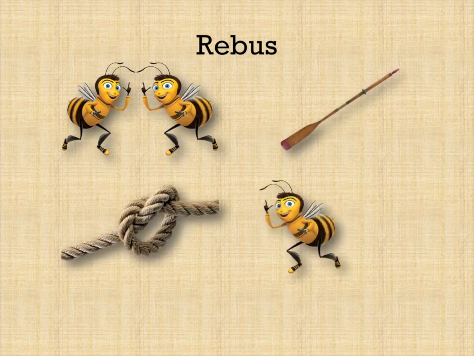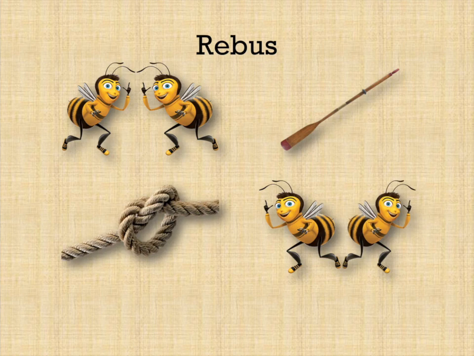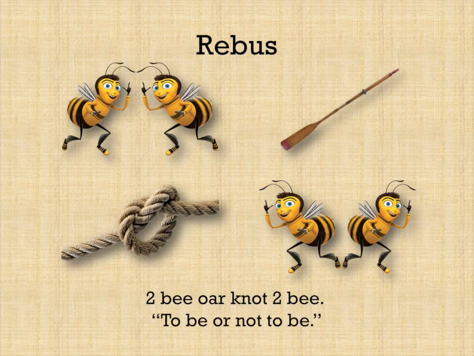But how about this? What if I told you I was recording a sentence here, an entire sentence, using only these pictures? Some of you have probably guessed it. We have here 2 bees. We have another 2 bees. We have an or, and we have a not. Can you get it? Can you guess? To be or not to be.